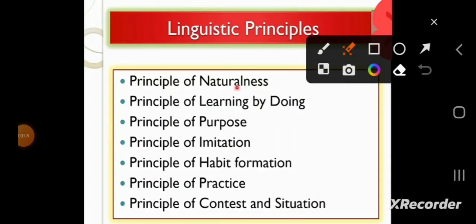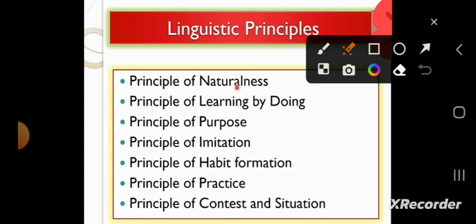Linguistic principles. Principle of naturalness. Language should occur in a manner that reflects natural processes. This means that educational activities should align with how learners naturally acquire knowledge and skills, often through exploration and real life experiences. Principle of learning by doing emphasizes hands on experience.